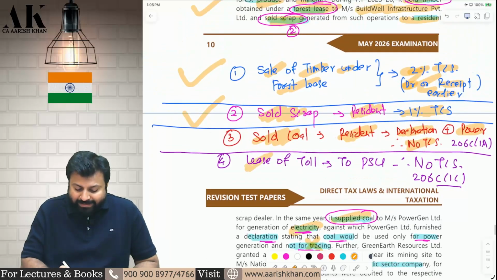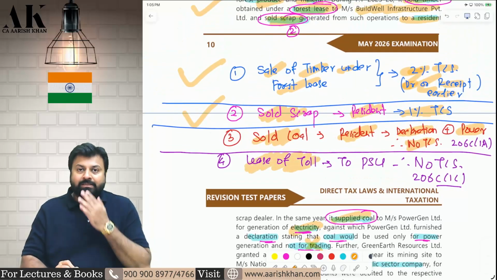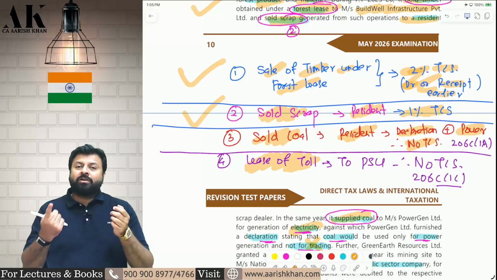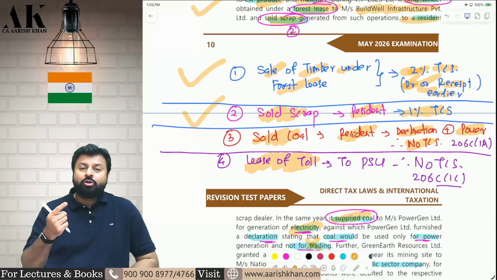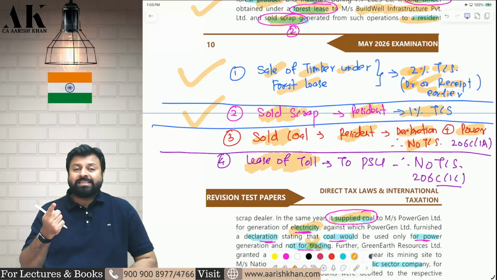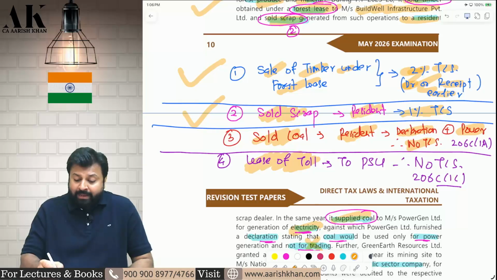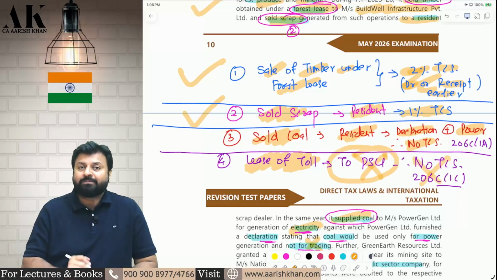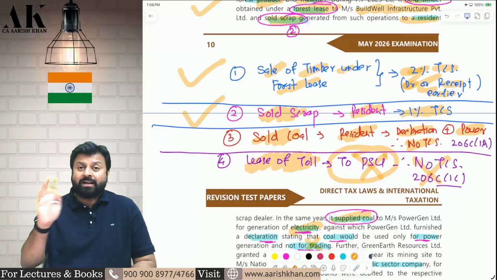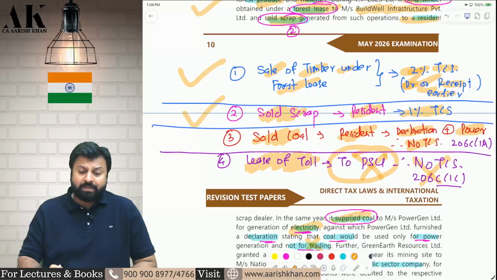Fourth one, you are giving a toll plaza on lease. So if you give a toll plaza on lease or parking lot on lease or mines on lease or quarry on lease, you should collect TCS under 206C subsection 1C. But if you give this to a public sector undertaking, then TCS is not applicable. Go and check. Such minute things they are asking. I hope it is clear to all of you.